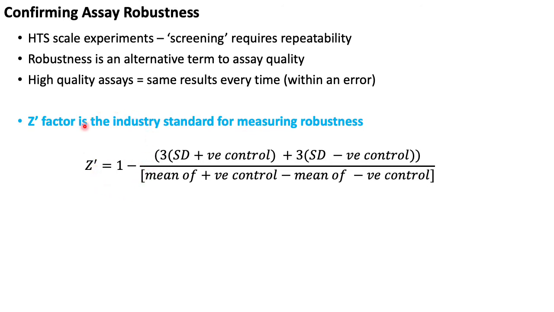composed of this equation. So Z prime factor equals 1 minus this term, which is 3 times the standard deviation of the positive control, plus 3 times the standard deviation of our negative control, divided by the mean of our positive control, take away the mean of our negative control. So if we do this calculation, we need to have a really good positive and negative control, and they need to be reproducible. A perfect Z prime would be a Z prime of 1. This would be excellent, whilst an acceptable Z prime would be anything above 0.5, whilst a Z prime that fails would be less than 0.5.